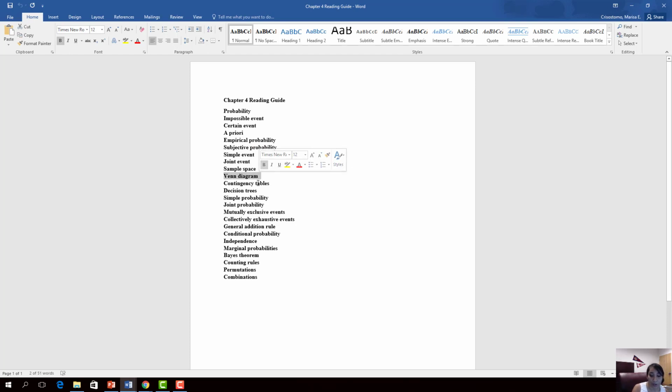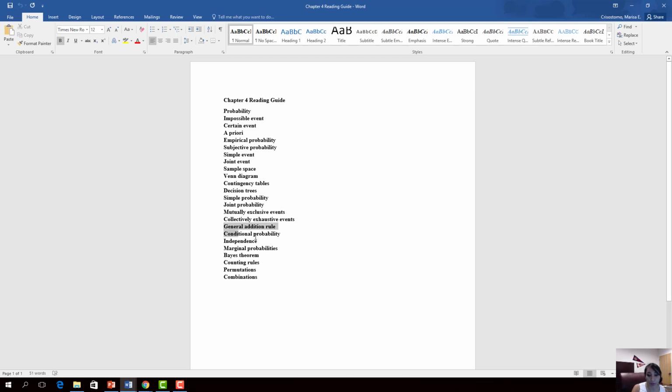And know that you can use a Venn diagram as well as decision trees to examine or visualize probabilities. We can also look at contingency tables. For these contingency tables, I would like you to be able to identify those simple probabilities and those joint probabilities. I would like you to know what mutually exclusive events are, if you can identify them, and what their characteristics are. Same with collectively exhaustive events. Can you identify them? What are the characteristics of collectively exhaustive events?